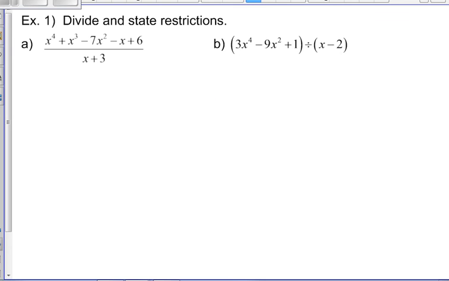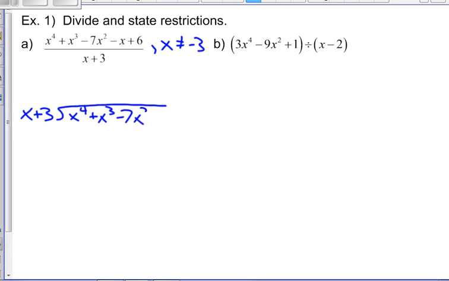We've got two ways, long and synthetic. So if I take this first expression, x to the 4 plus x cubed minus 7x squared minus x plus 6, all divided by x plus 3, the first thing I know is that if I want to do this division, x cannot be equal to negative 3, because we're not allowed to divide by 0. The next thing we'll do is set this up for some long division. So I put the polynomial under the division symbol, and the binomial out front.